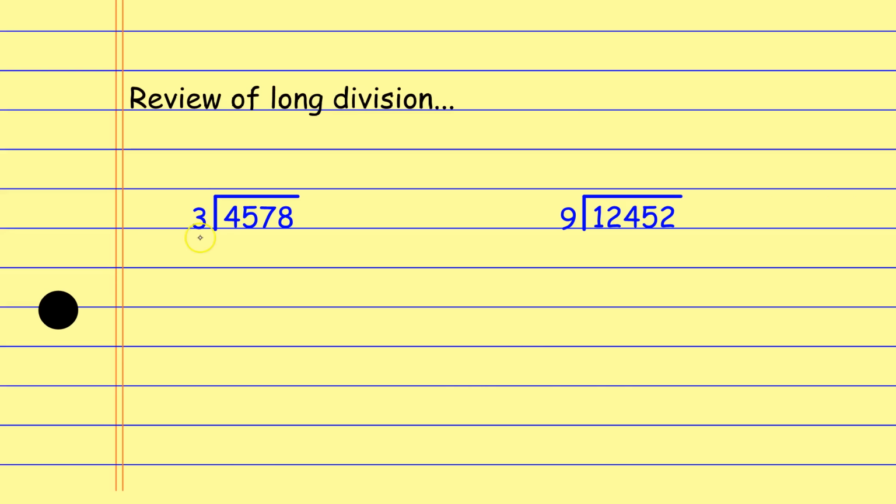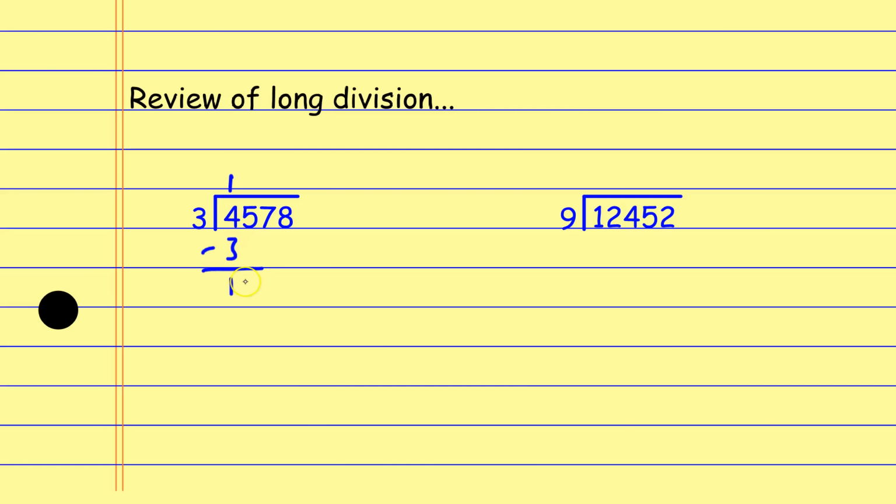So in this first one, I just look at the 3 compared to the 4 here, and I say how many times does 3 go into 4? And 3 goes into 4 one time. So I put a 1. And now I need to multiply and find my remainder, so I do the 1 times the 3, and I subtract to give me my remainder, which is a 1.